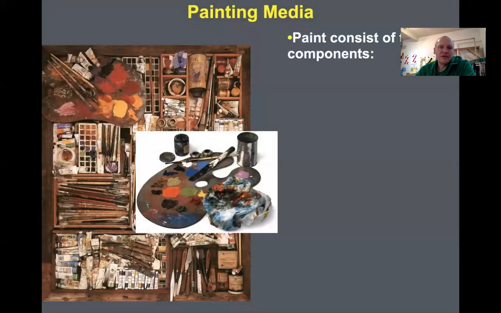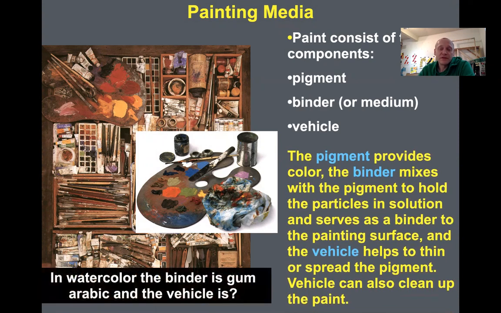And there are three components to paint. There's the pigment, so that's the color. There's the binder, and that's the actual medium. And then there's the vehicle. So the pigment gives the color. The binder mixes with the pigment to hold the particles in place, and the vehicle helps to thin or spread the pigment. You can use the vehicle also to clean up the paint.